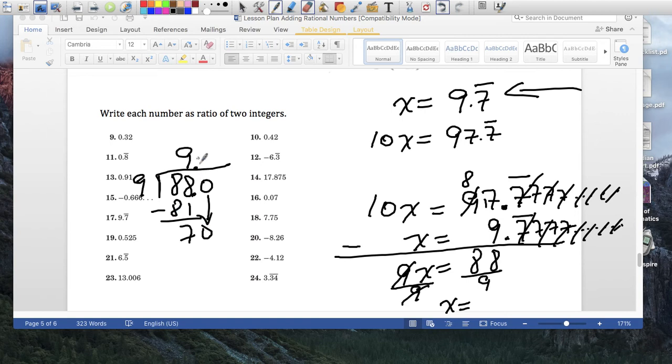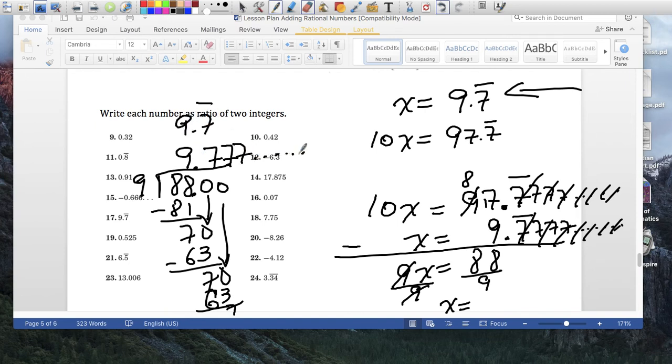9 goes into 70 7 times, right? 9 times 7 is 63. Subtract, I have 70 minus 63, which is 7. And guess what happens? We're going to have a repeating 7 forever and ever. So 9.7 with bar notation, because this would have gone forever and ever. So there you go. We just proved that this works.